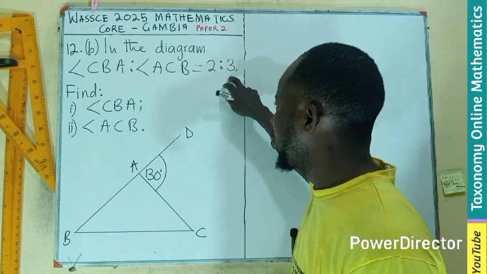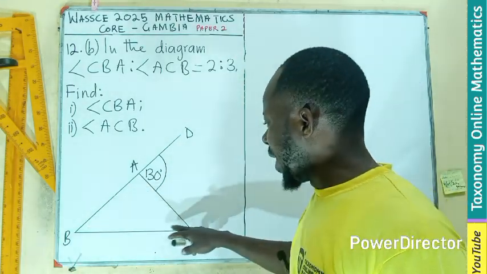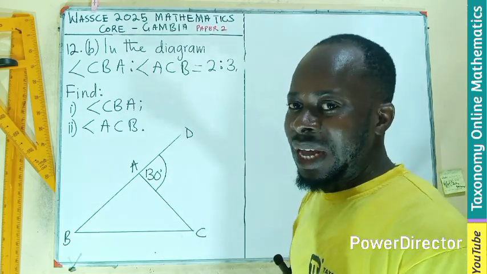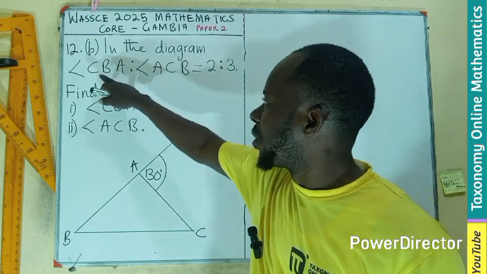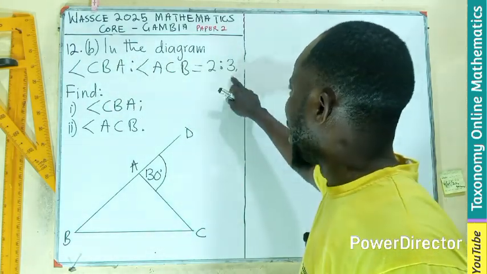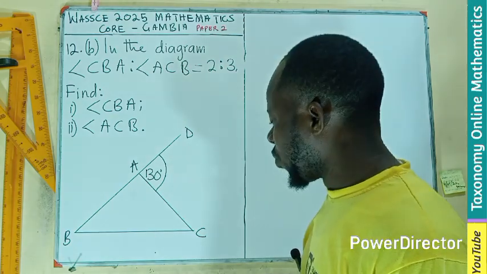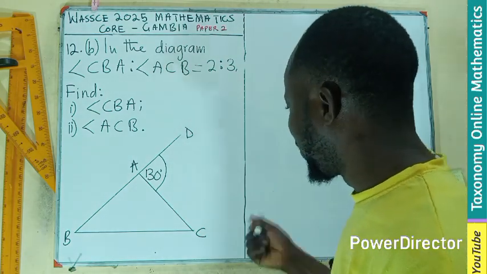The ratio given here shows that when we put these two angles together and share them into equal parts, two parts will go to angle CBA and three parts will go to angle ACB. That is the meaning of that. All right, so I am going to use an exterior angle property.